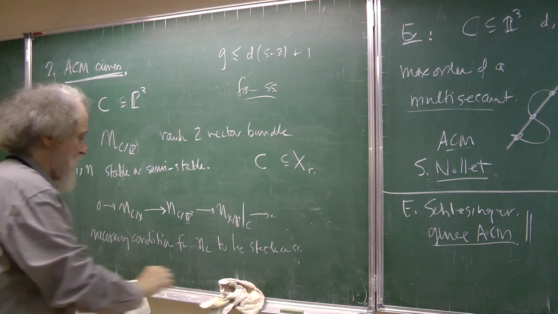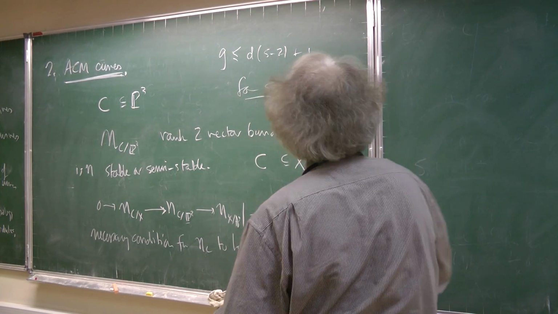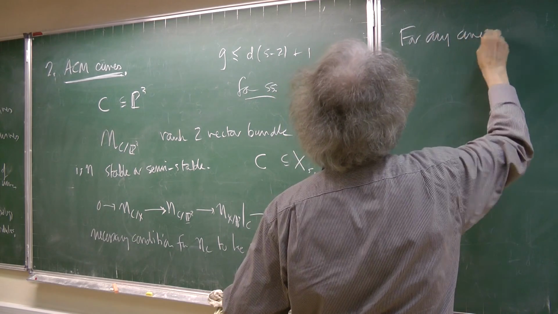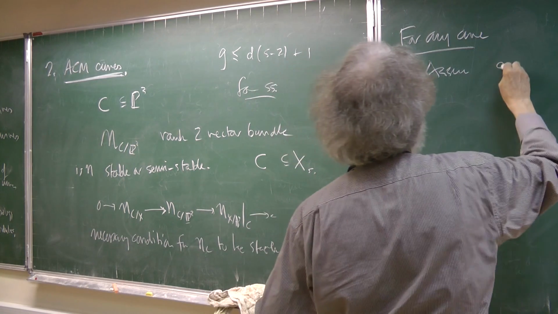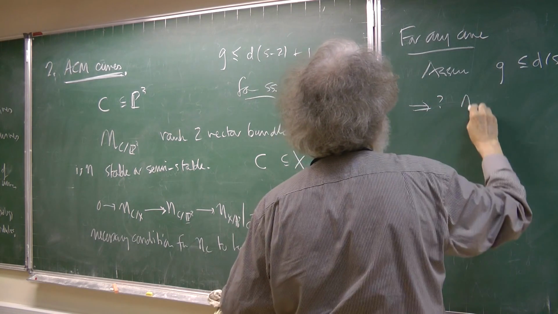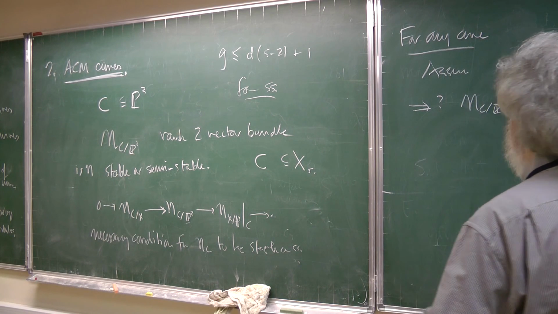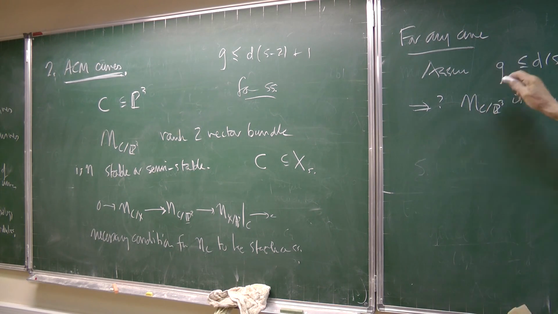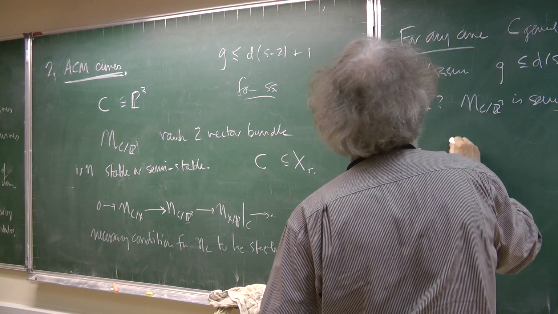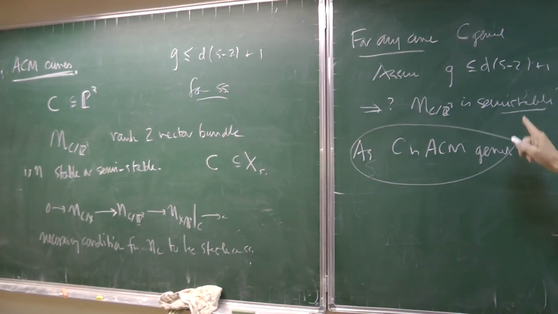So the open problem then is, if you assume this condition, you could state this problem for any curve. Assume that g is less than or equal to d times (s minus 2) plus 1. Does this imply that the normal bundle of C in P3 is semi-stable? First of all, there's no hope unless you assume some generality of the curve C. So let's make C general in some sense. But even if you take an arbitrary curve in the Hilbert scheme without assuming ACM, I think it's hopeless. But the good question is, assume that C is ACM and general, and then is this true? This is an open problem.